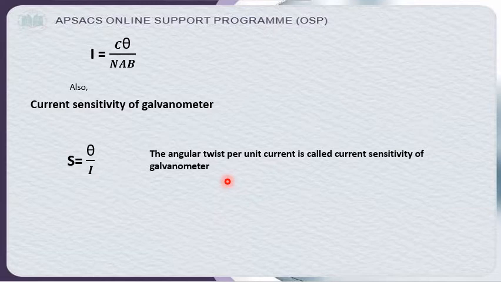We can also define the sensitivity of the galvanometer as the current in microamperes, and we have to take this current in microamperes, the smaller amount of current required to produce 1 millimeter deflection. Deflection means theta. So 1 millimeter deflection on a scale placed 1 meter away from the mirror of the galvanometer. Now, if a smaller amount of current is flowing in that coil and there is a visible deflection, then the galvanometer is highly sensitive.